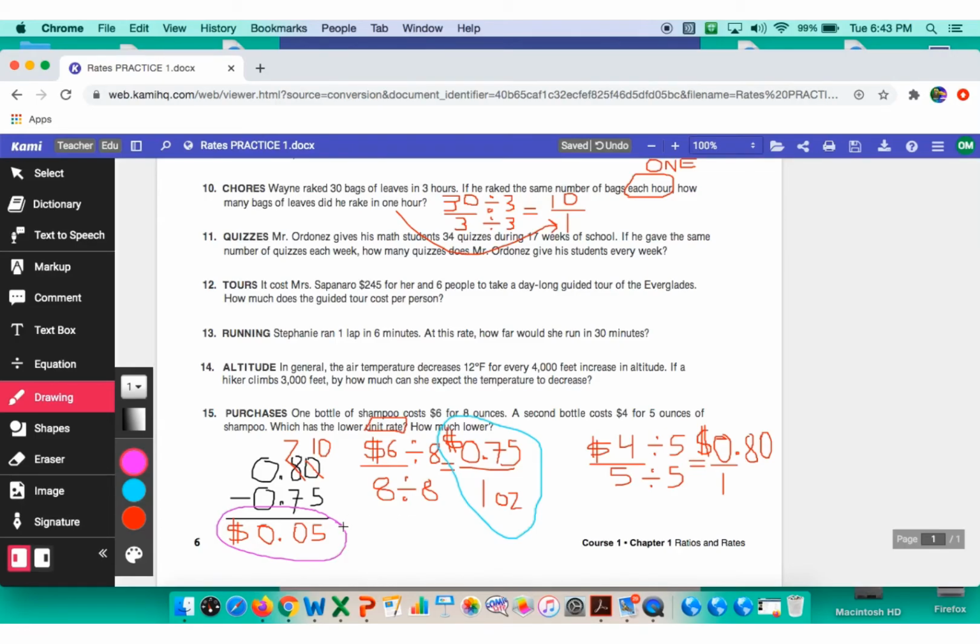And remember, we answered both parts of that question. Which one is a lower deal and how much lower? So that last problem had 2 parts.